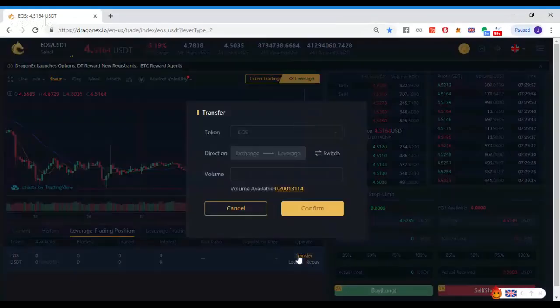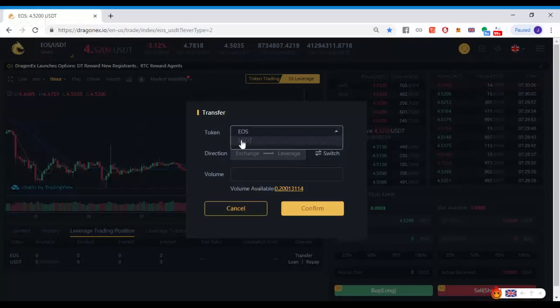you hit transfer, and it's going to ask you, number one, what token do you want to transfer? Is it EOS? We know it's not, it's USDT. So you pick the token. Now you pick which direction: are we going from exchange to leverage or leverage to exchange? Remember, after you've made your profit from the leverage, you can go back to the exchange. So make sure you're on the right direction. We're going from the exchange to leverage.